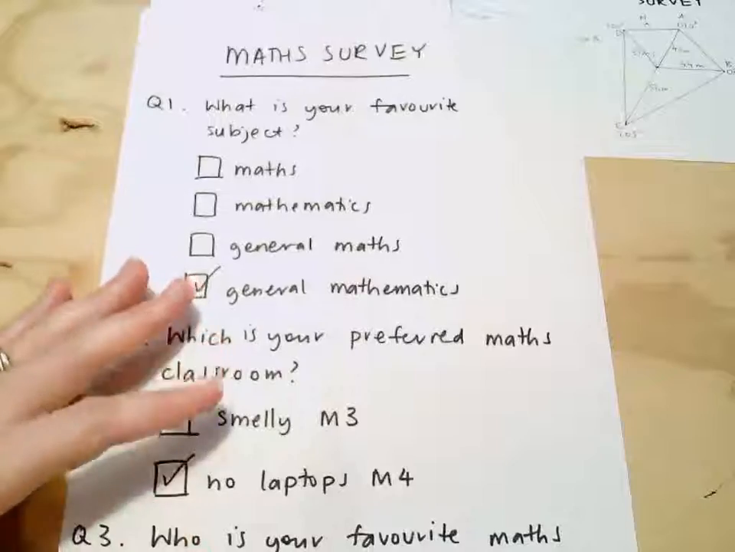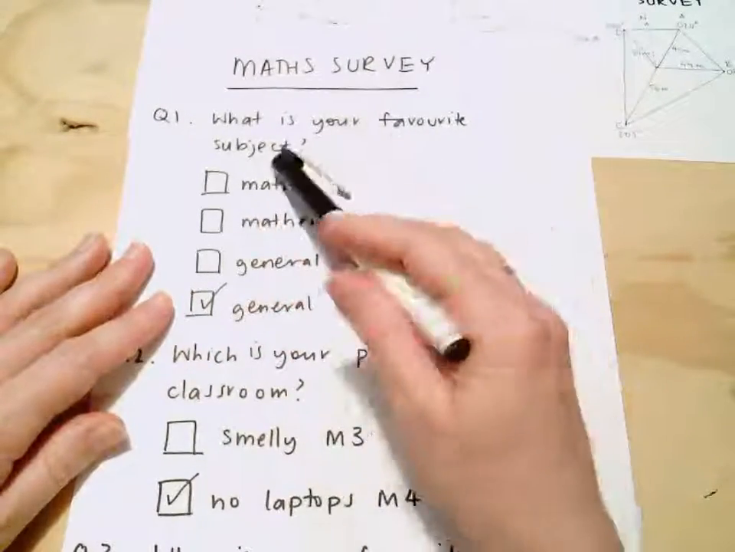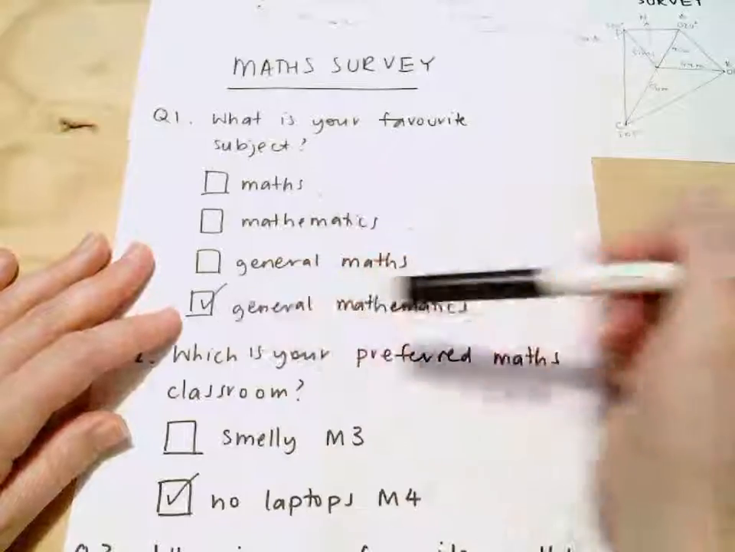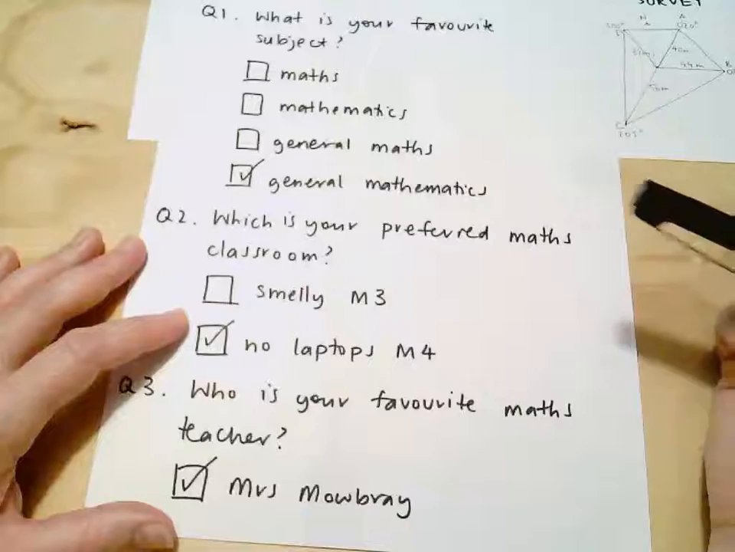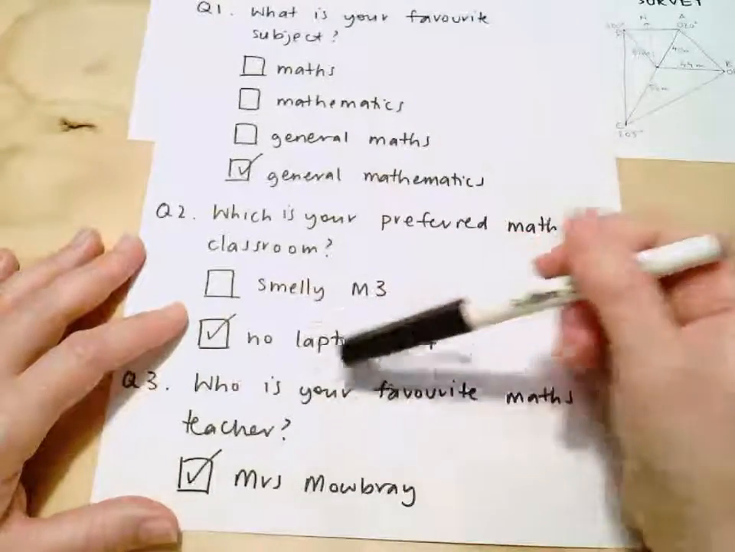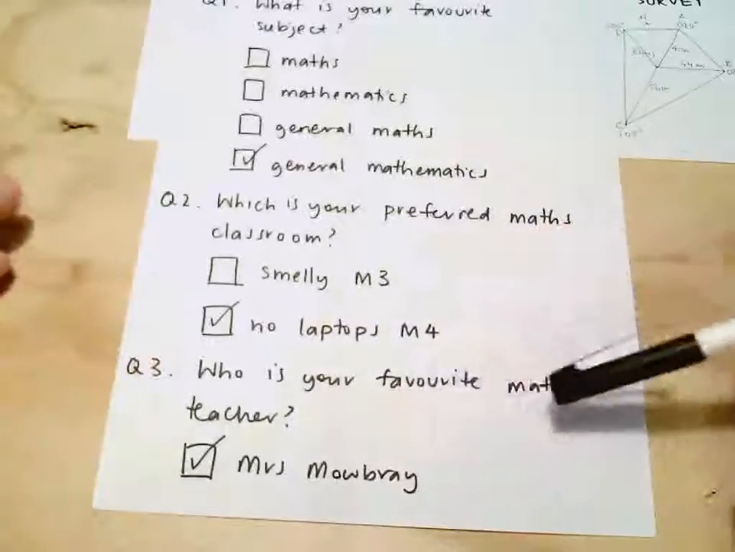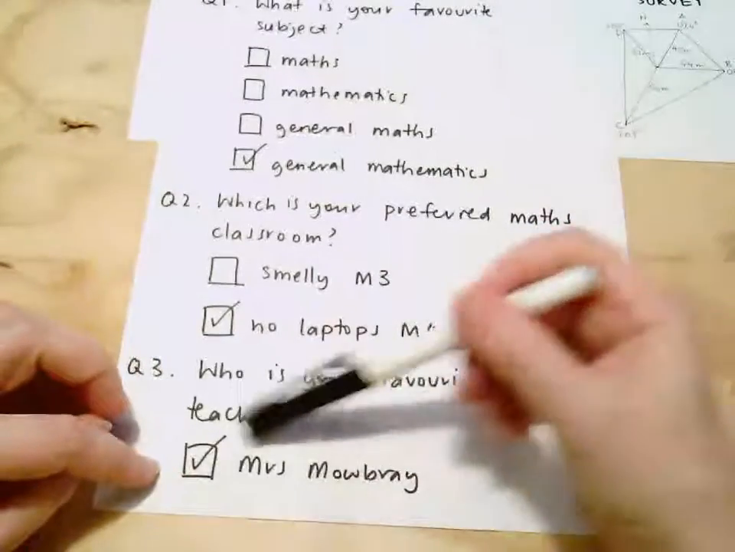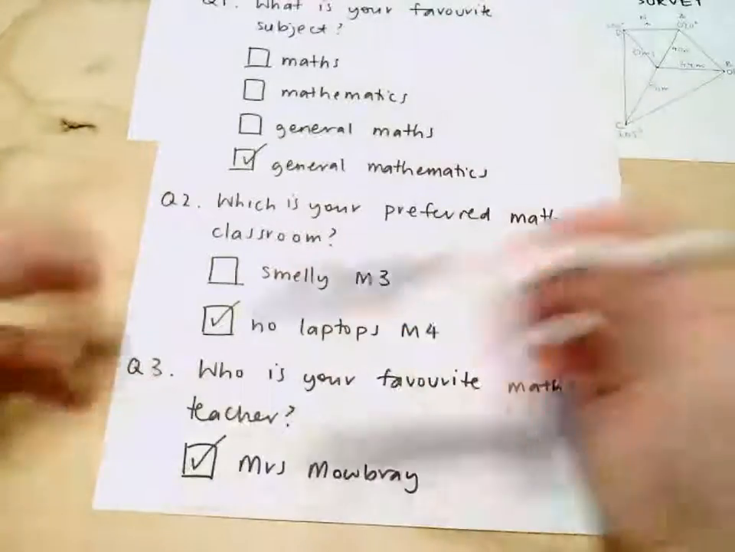In this episode we're looking at maths surveys, so here's the first one for us to have a look at. What is your favourite subject? Obviously this student's chosen general mathematics. Which is your preferred maths classroom? This student's chosen no laptops M4 instead of smelly M3. And who's your favourite maths teacher? Unfortunately there wasn't a lot of choice there, because the survey obviously wasn't quite long enough, but Mrs. Mowbray is the obvious answer there.